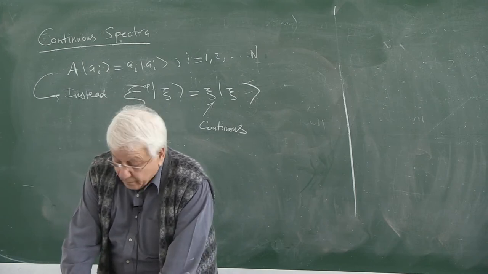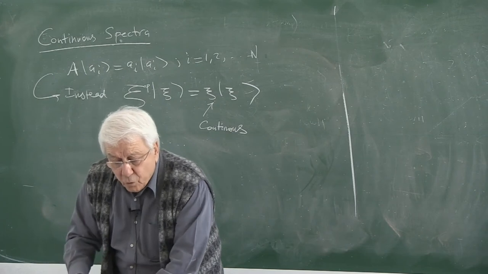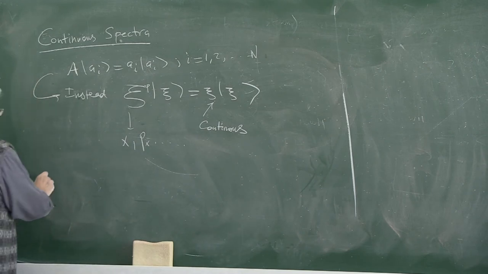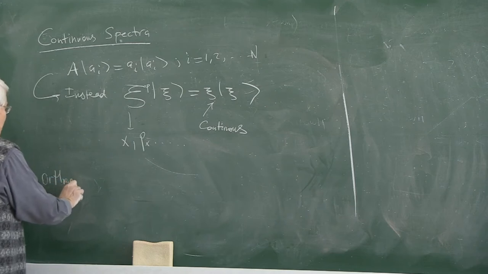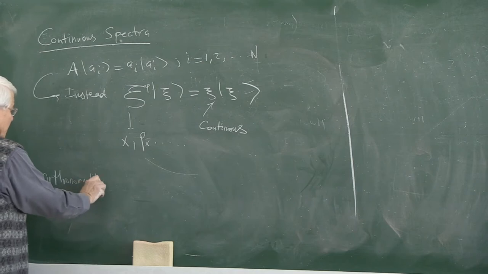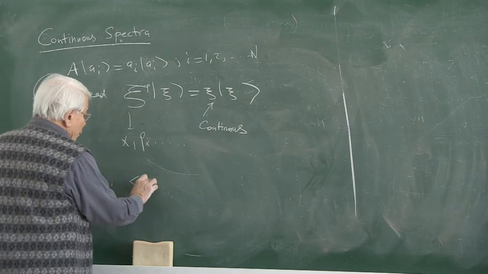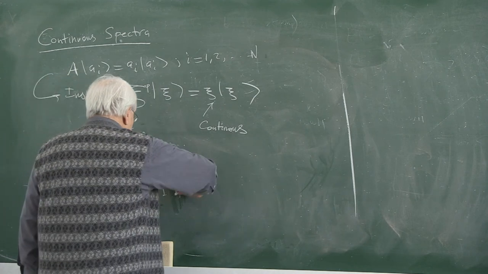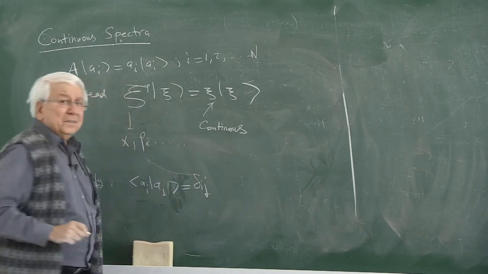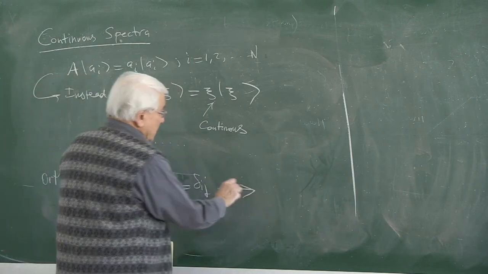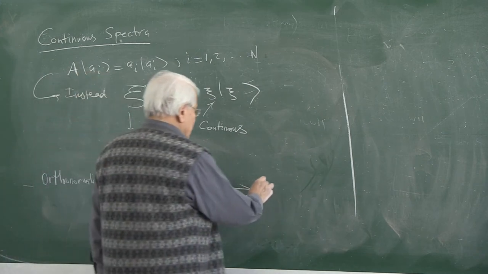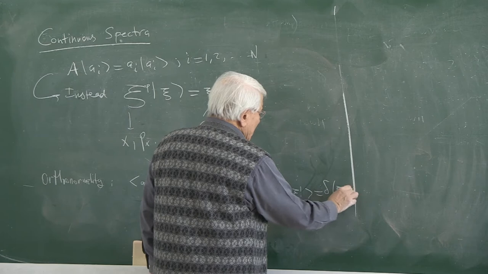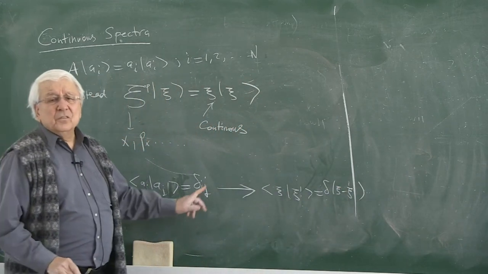Then, let's see how we carry over orthonormality of Hermitian operators, for instance, orthonormality from discrete to continuum. Remember, orthonormality for a basis a_i in the discrete case reads this. It is carried over now to the inner product of xi and xi prime equal to delta of xi minus xi prime. The Kronecker delta is replaced by the Dirac delta.